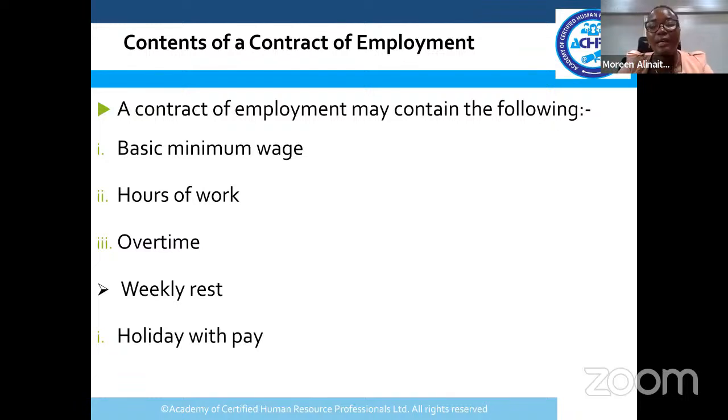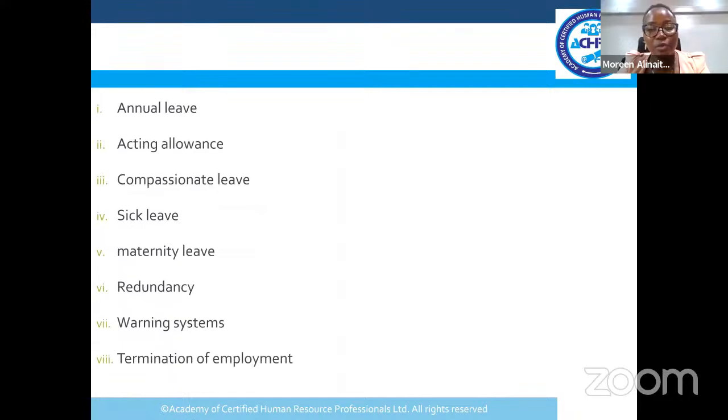It should also contain working hours. How many hours in a week is the person supposed to work? It should include payment of overtime. Remember, any work above the working hours is subject to payment. All right? You must include a weekly rest, 1 day in a week. Mostly people choose Sundays to give the weekly rest. Holiday with pay. Public holidays are payable. If somebody works during the public holiday, you must pay them. If you don't pay them, they could sue you.